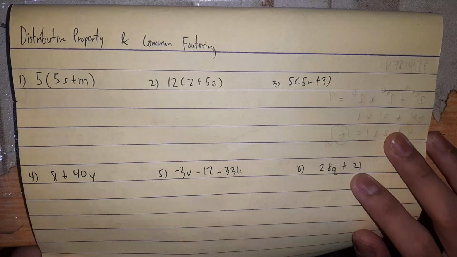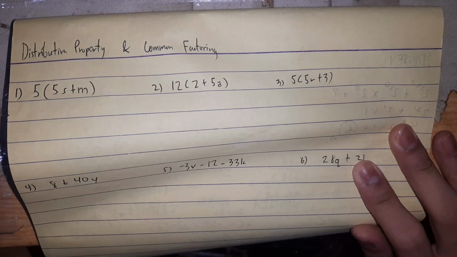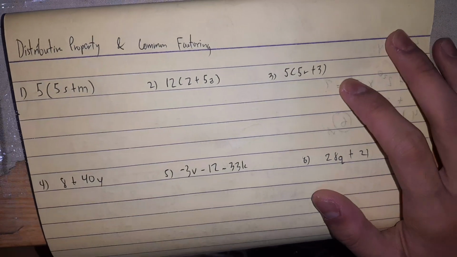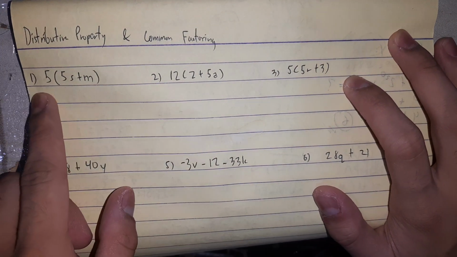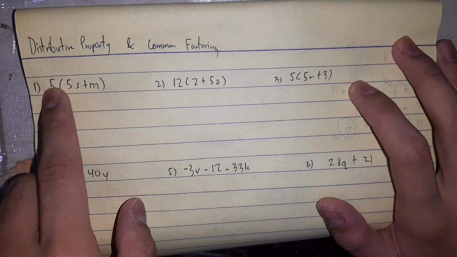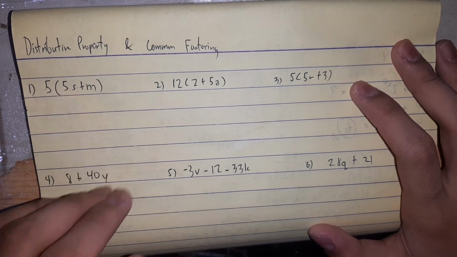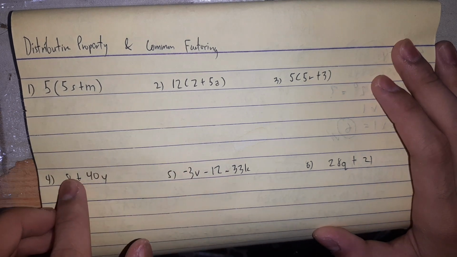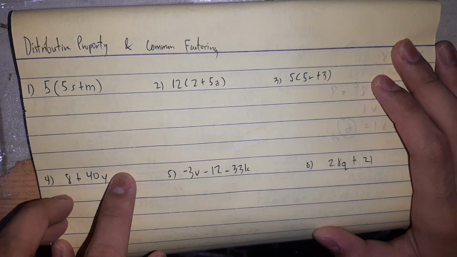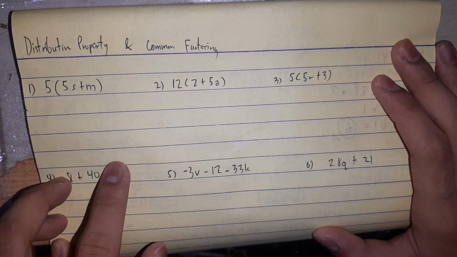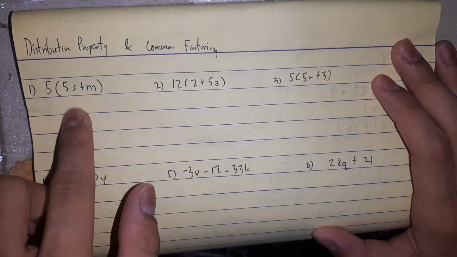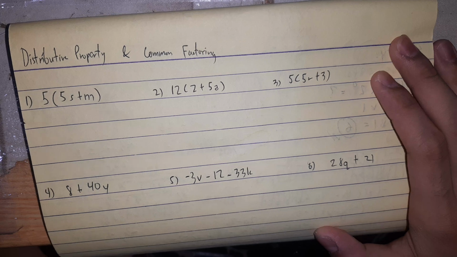Hello everyone, and we're going to talk about the distributive property and common factoring. The distributive property is where we distribute this to every single variable and number that we can see here, and common factoring is how you can dissect this into this. So it's just the vice versa of giving this complete format.